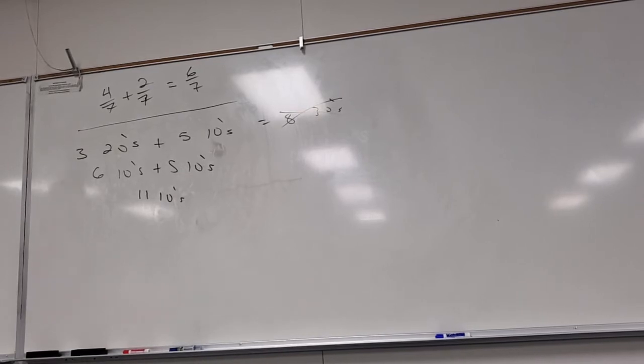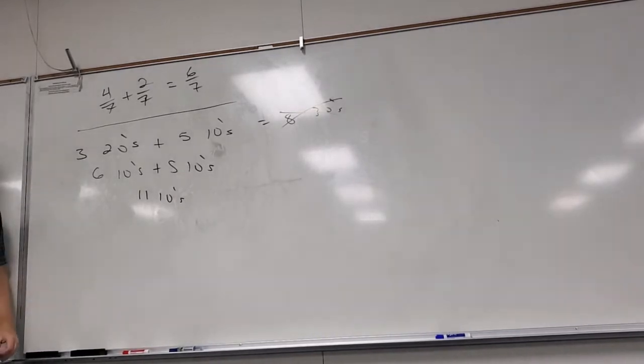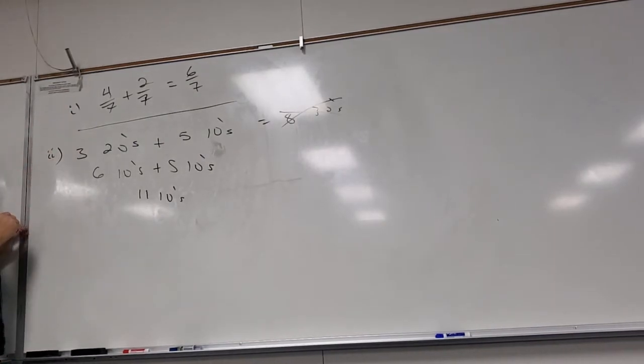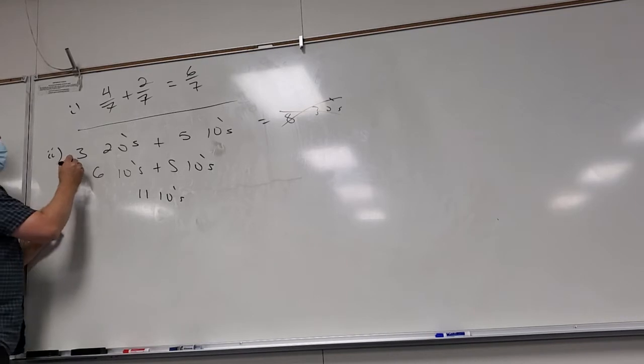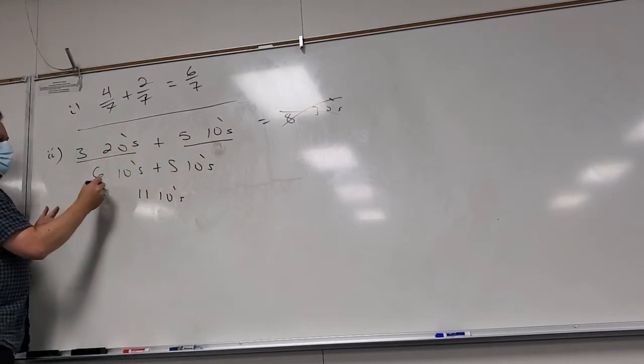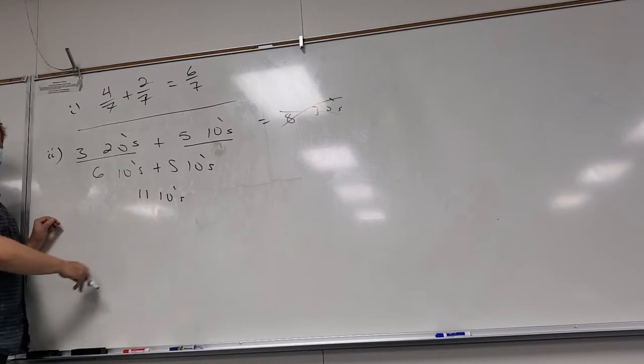Maybe. But go ahead. I was going to say, how did you get the 3 20s in the first place? This is problem 2. Sorry. So this is what's given. So I've got 3 20s, and you've got 5 10s. So together we have the equivalent of 11 10s. Oh, okay. Yeah.